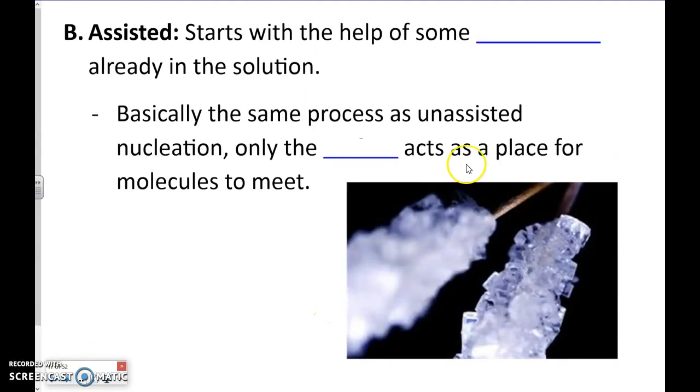The other way is assisted. Basically assisted, it comes to help some solid matter that's already there. This is how we actually make rock candy, and this is your picture there. They make rock candy using a string, or usually in this case a wooden stick, to act as a place for those crystals to come together and meet. So they're basically a surface for the molecules to meet.